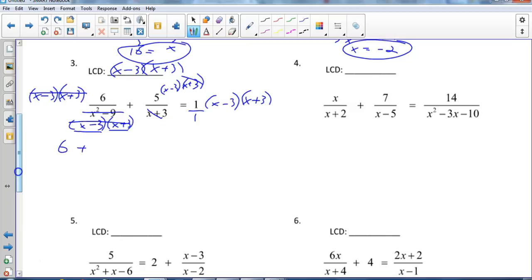6 plus 5 times, now here's a little hint. I could distribute it in one fell swoop or not. Equals, here's where I meant to have the hint. We already know what this is. It's x squared minus 9. And we need to do that because we're going to have to solve for the quadratic possibly. Distribute the 5. We get 6 plus 5x minus 15 equals x squared minus 9.